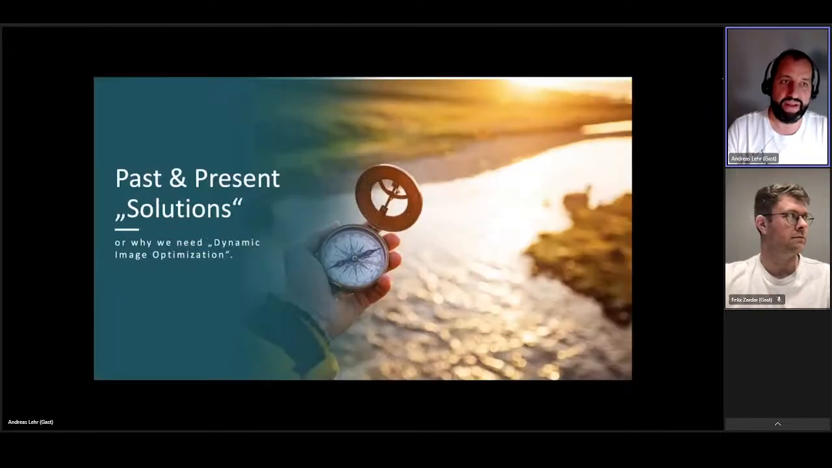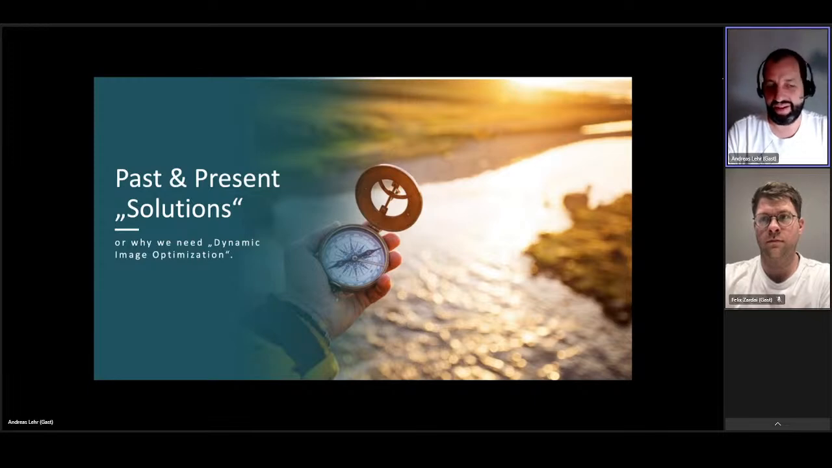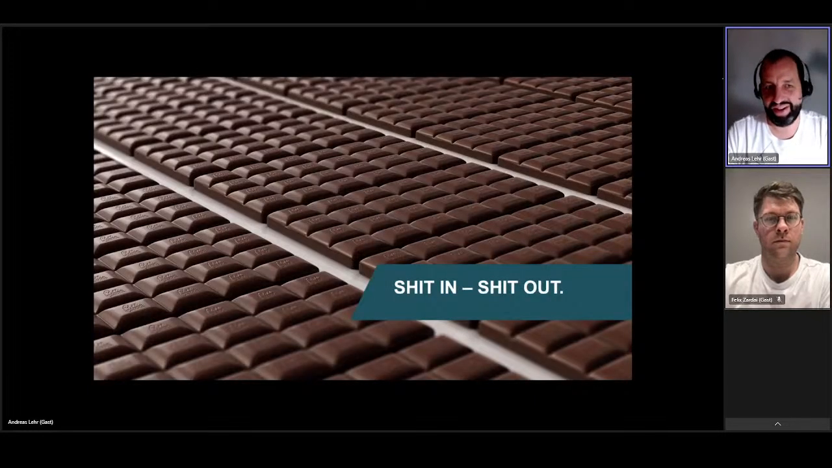What have we done in the past? Or to also maybe encounter as a present solution on imgproxy, or as a subtitle, a little provocative, why we need dynamic image optimization. So each solution we had in the past had its challenges, and I want to briefly sum them up. And maybe you know them because you're still using them. So the first one is the shit in, shit out solution, and it's chocolate, of course, here. And it's from our own production, so you'll see that again.